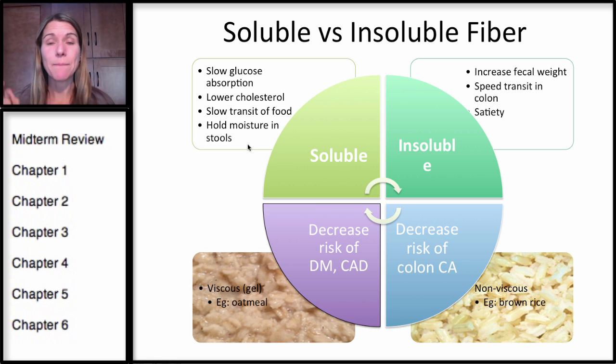Soluble fiber, what I mainly want you to know about these two is the functions and the health effects. Soluble fiber slows the absorption of glucose. It helps to lower cholesterol, slows the transit of food in the upper GI tract, the intestines, and holds moisture in stools. So when you slow the absorption of glucose, you decrease the risk of diabetes. When you lower cholesterol, it decreases the risk of cardiovascular disease.